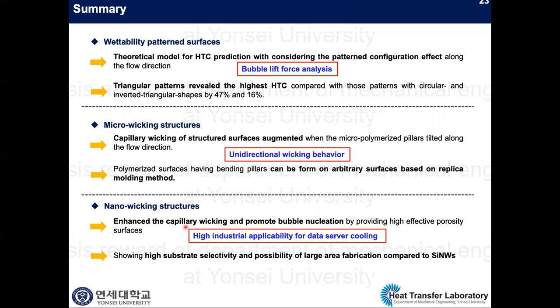And finally, I also determined the surface morphology effect of nano-wicking structures. I fabricated zinc oxide nanowires on various substrates, including bare silicon, copper, and aluminum substrates, based on micro-contact printing coupled with the hydrothermal growth method. The zinc oxide nanowires have a remarkable industrial applicability compared to the silicon nanowires owing to their outstanding heat transfer performance, possibility of large area fabrication, and high substrate selectivity.